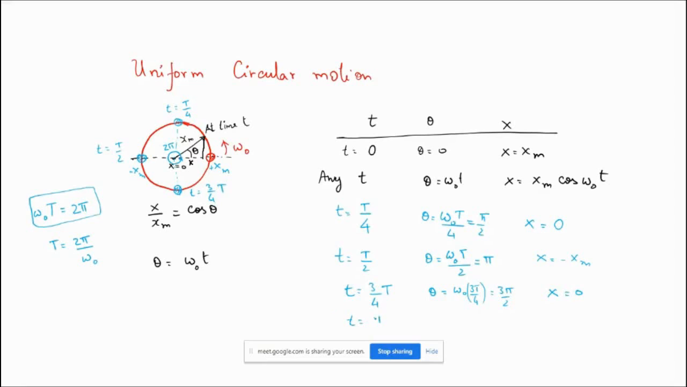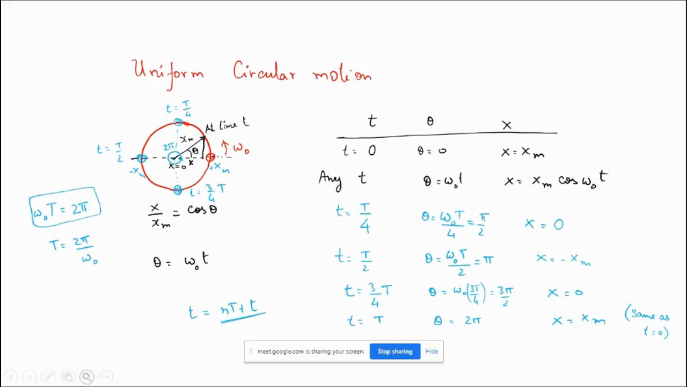At t equal to capital T itself, you will have theta equal to 2 pi and x equal to xm, same as the initial condition, same as t equal to 0. So from here on, for all t, the value at t plus nT is the same as that at t itself, at any time. So this is called a periodic motion.